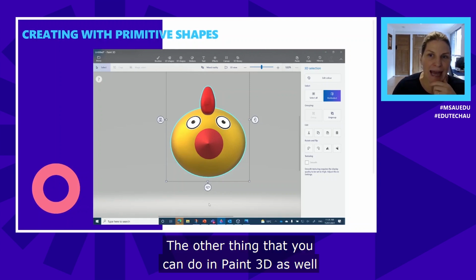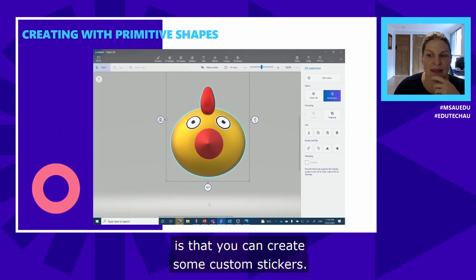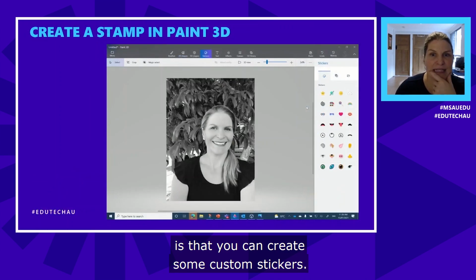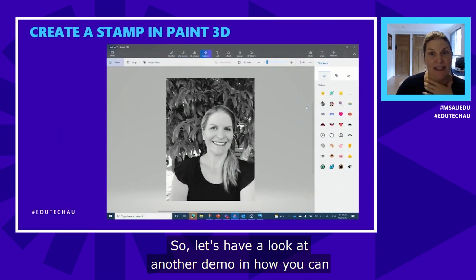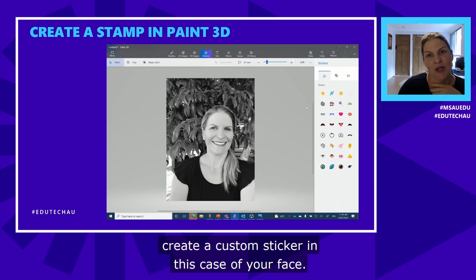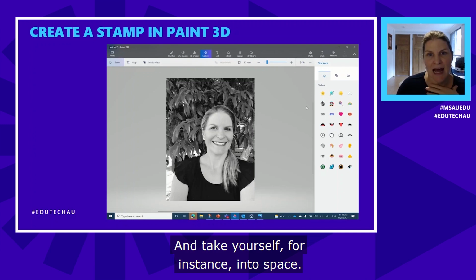The other thing that you can do in Paint 3D as well is that you can create some custom stickers. So let's have a look at another demo in how you can create a custom sticker, in this case of your face, and take yourself, for instance, into space.